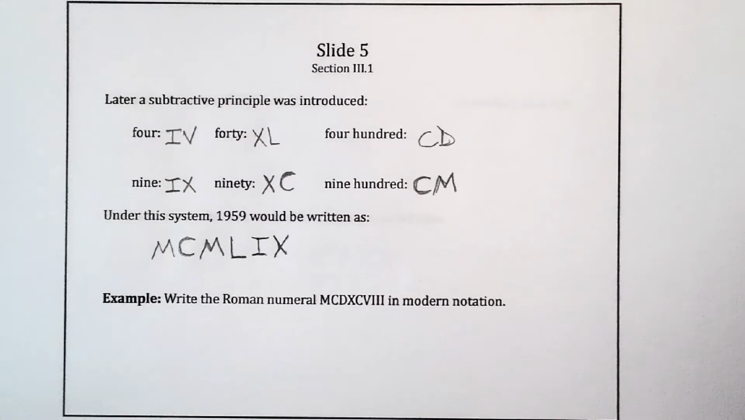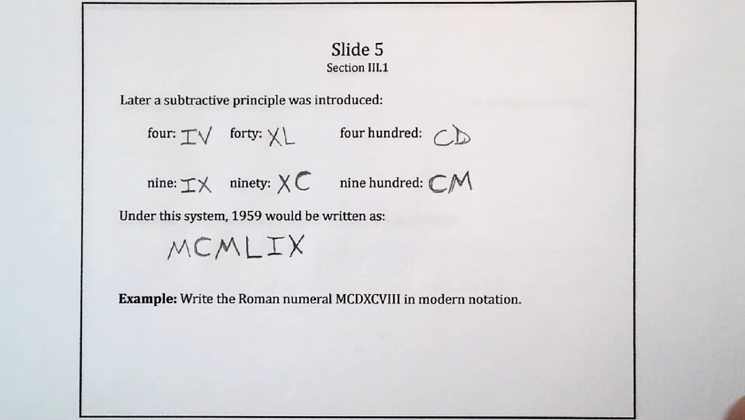Now, I would like you to try working out the next exercise on your own. Write the Roman numeral MCDXCVIII in modern notation. So please attempt that on your own. Why don't you just go ahead and pause the video for a moment, see if you can do that, and then restart the video to see if you were correct. So let's talk about it then.